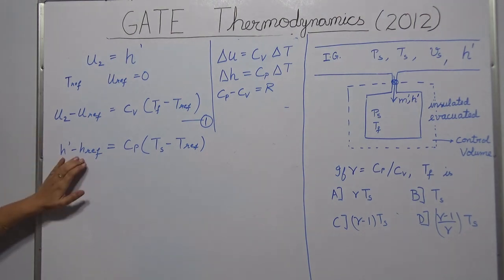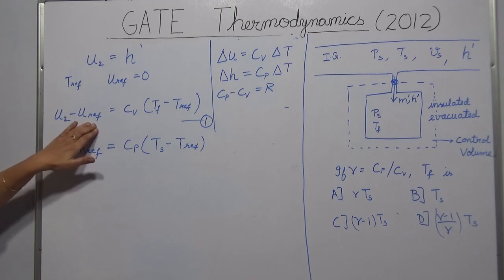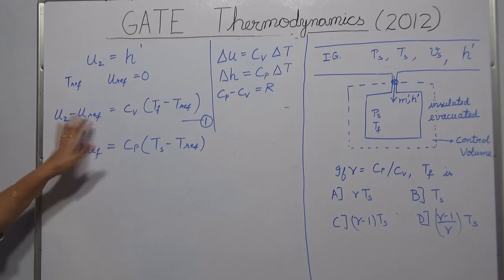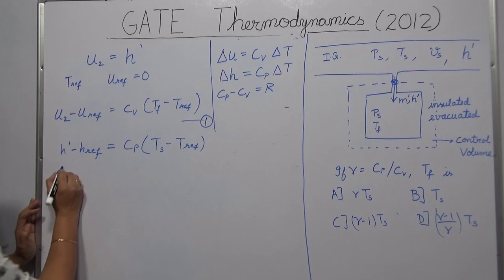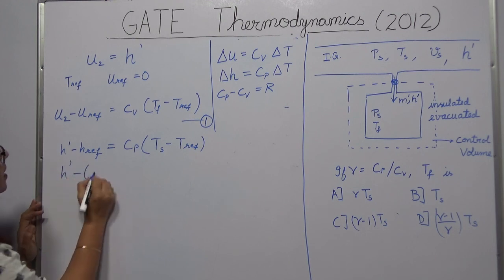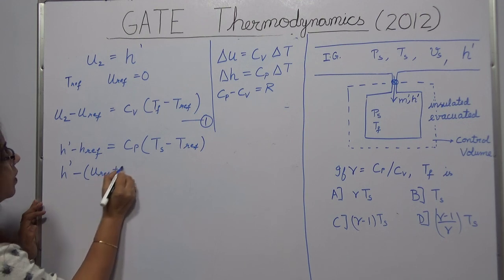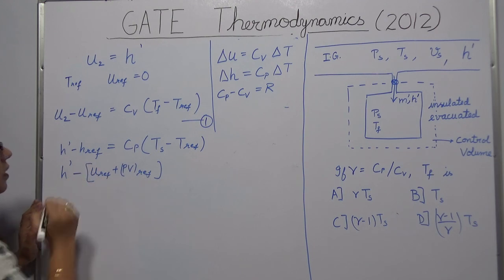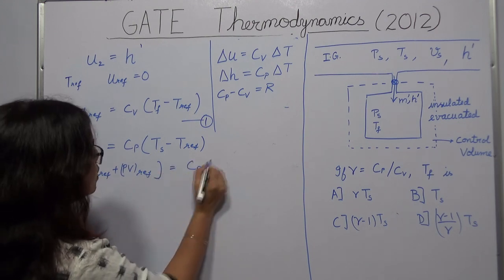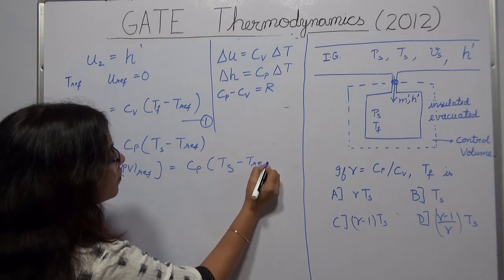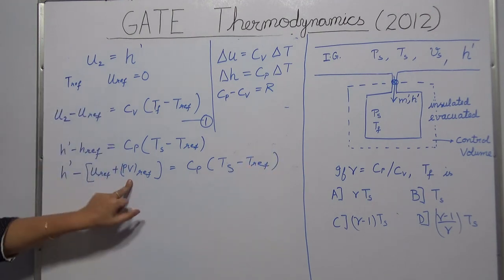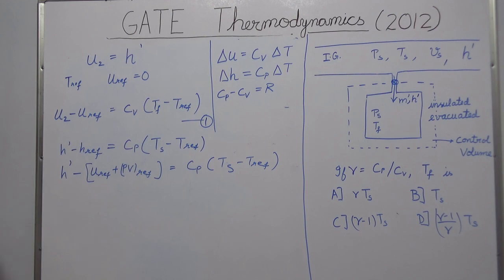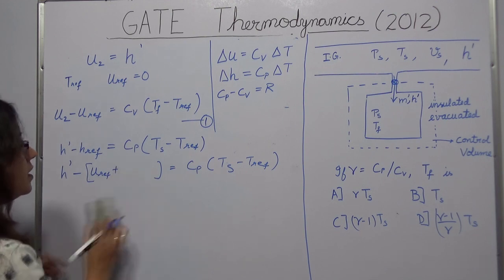Fine. Now since you have defined your U reference at T reference equal to 0, I can write my H reference in terms of my U reference. How? Because H is equal to U plus PV, so I am going to write H reference as [U plus PV] reference, that is equal to Cp (Ts minus T reference). Now since this is an ideal gas, PV reference can be written as R times T reference. So I can write this as R times T reference.